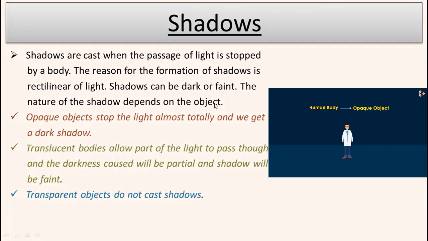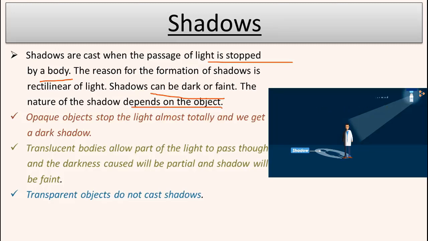Now let's discuss shadows. How can you define a shadow? A shadow can be said to be a dark patch which is caused when the light rays get stopped by any body, mostly opaque objects. Shadows can be dark or faint. The nature of the shadow depends on the object.